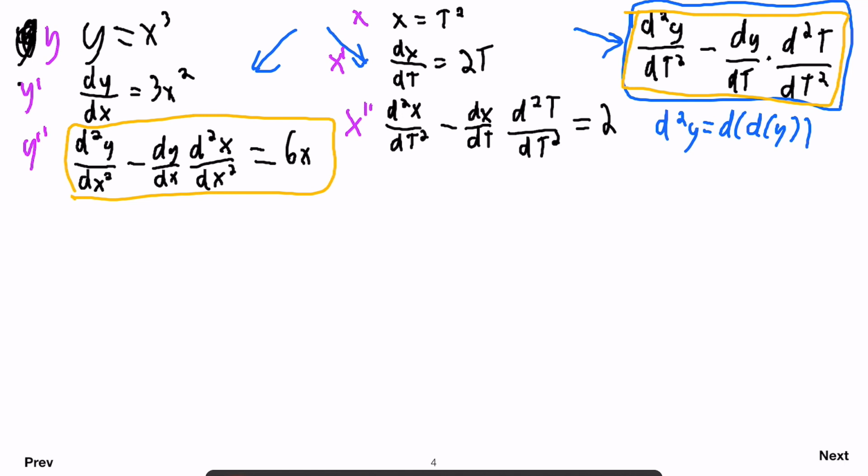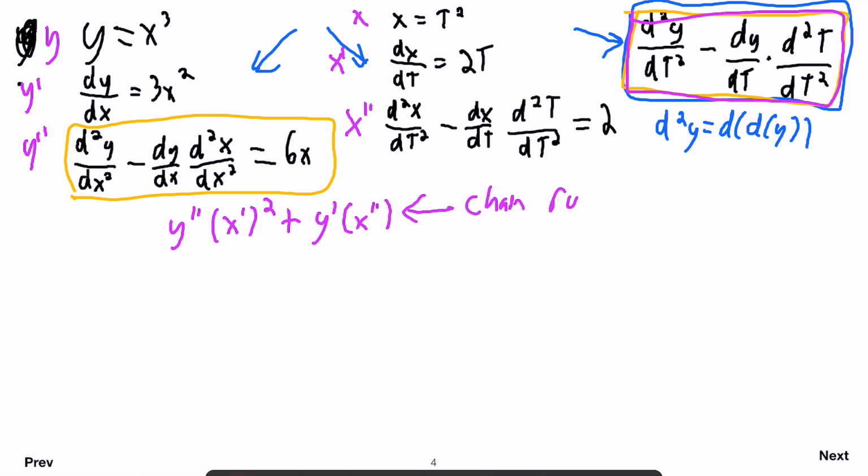says that we can get this guy by doing y prime prime times x prime squared plus y prime times x prime prime. Okay, that's what the chain rule for the second derivative says. And what we'll show here is that, and it's ugly, I apologize, but it is what it is, the differentials will actually work out algebraically.